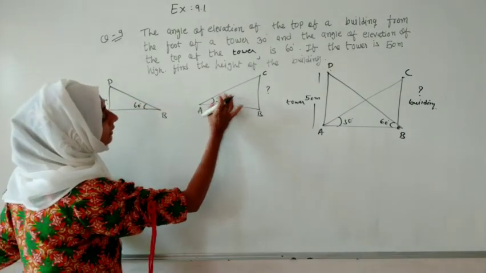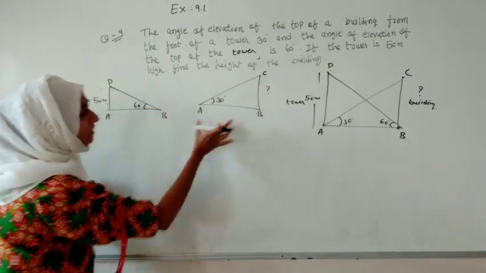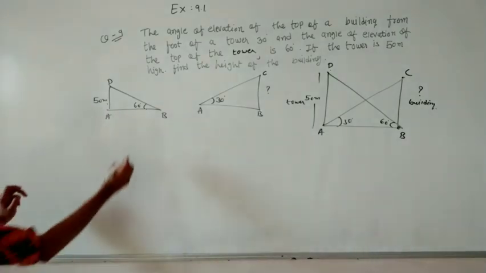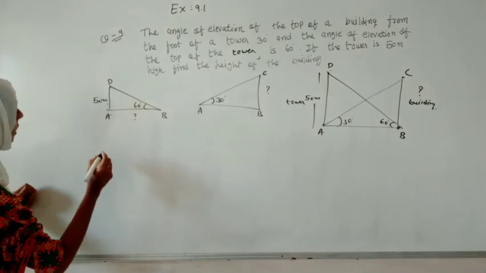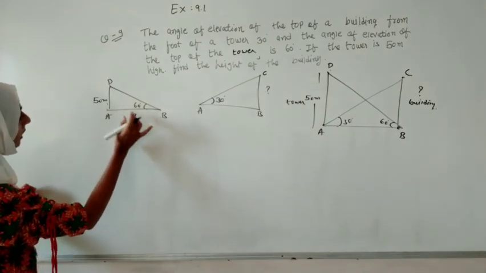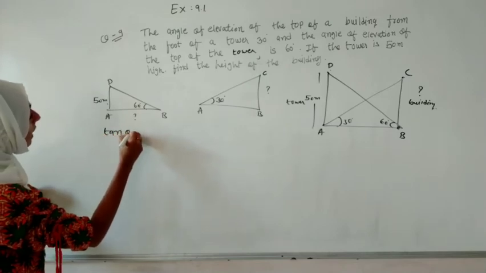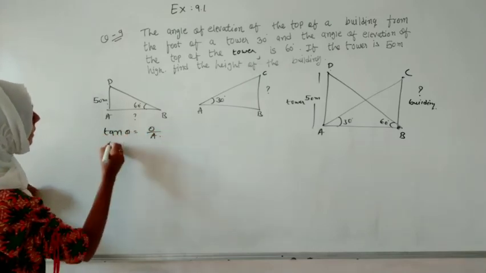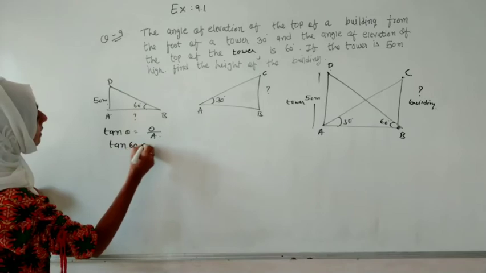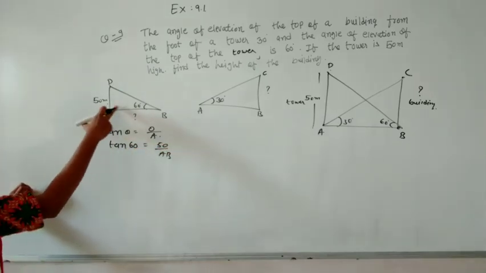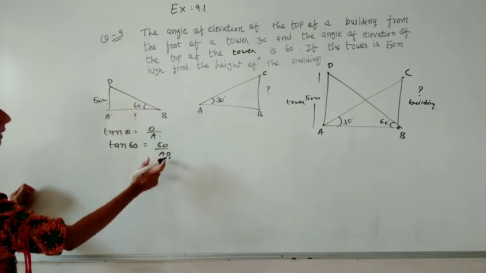If 45 were given, then the opposite side and the adjacent side would be the same. So here no answer is given. So first we will find this AB from this figure. Which theta will give us opposite upon adjacent? So let us write tan theta equals opposite upon adjacent. So tan 60 equals 50 upon AB, because the opposite side is 50 and the adjacent side of this theta is AB.